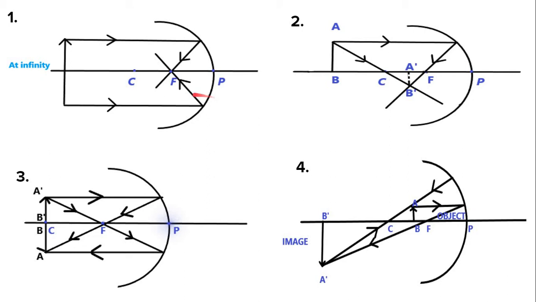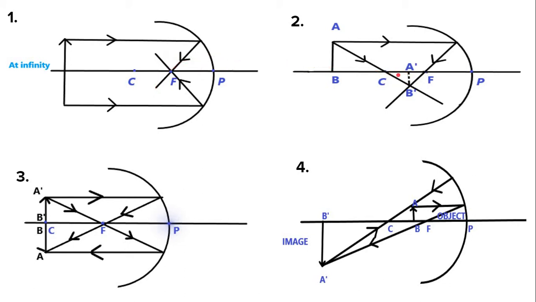Okay, so this is the center of curvature and this is the pole, and you can see that the image is highly diminished, point sized. It is really small. You can see it here, really small, and it is real and inverted. It will form in front of the mirror, not behind the mirror.